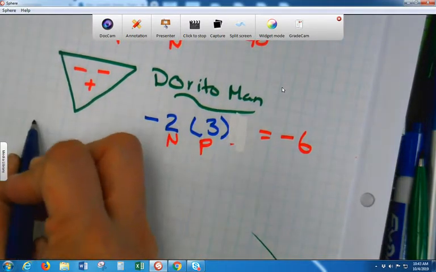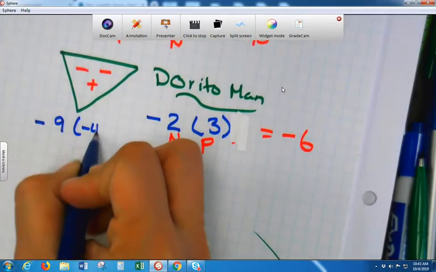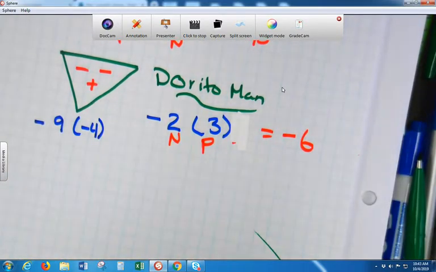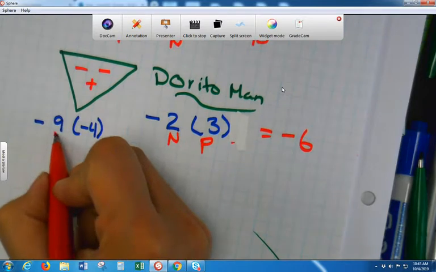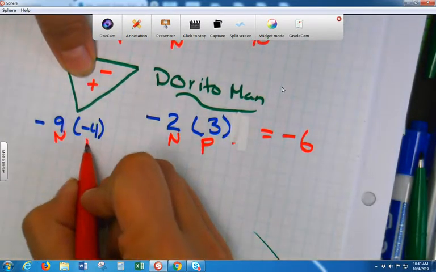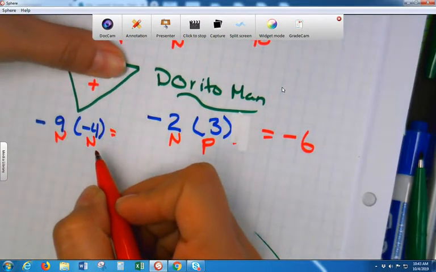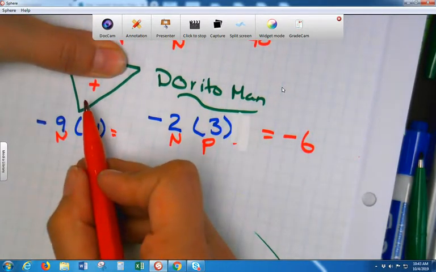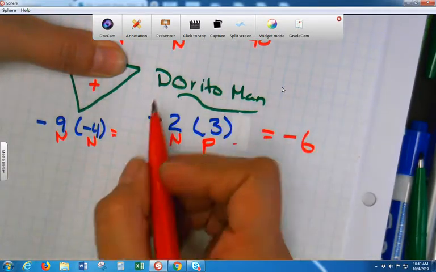What's negative 9 times negative 4? Well, my first number is a negative, so I cover up a negative. My second number is also a negative, so I cover up the second negative. What I haven't covered up is the positive, so my answer is positive.